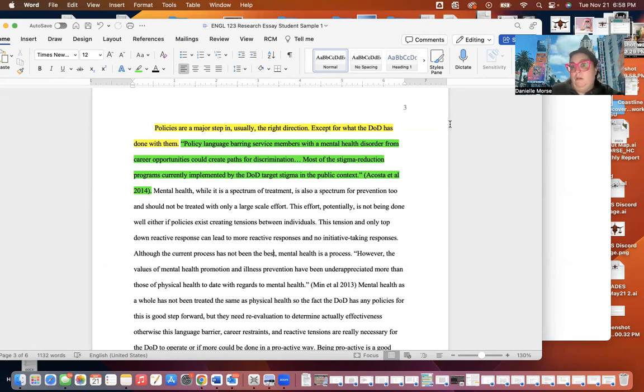But what particular stigma are they addressing in these programs, the DoD? They say they target them in the public context. I don't know what that means. I know that stigma in the public context. Okay, what stigma? What public context? There's so a lot of evidence analysis is missing.